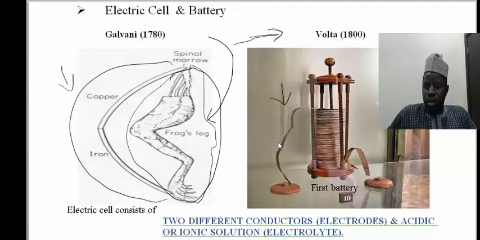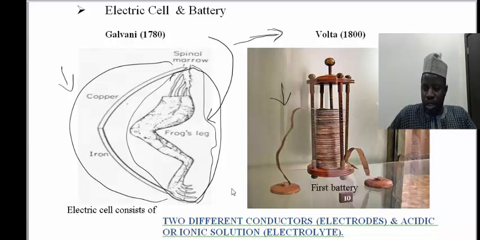The previous demonstration, or simulation, shows that this arrangement can produce a continuous flow of charge from the zinc side to the copper side, and back into the solution separating the two conductors. So this is the first battery, which was reported in 1800.